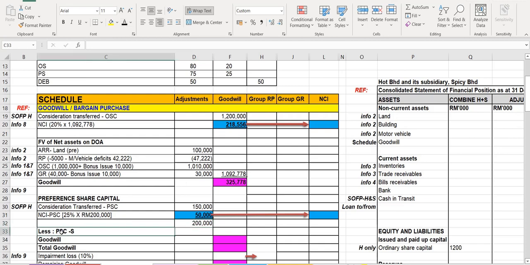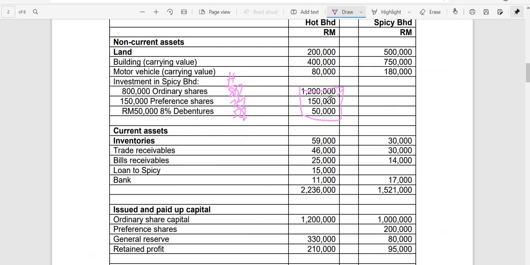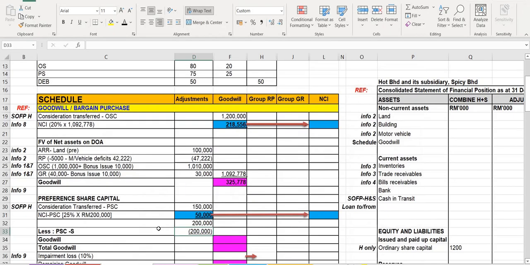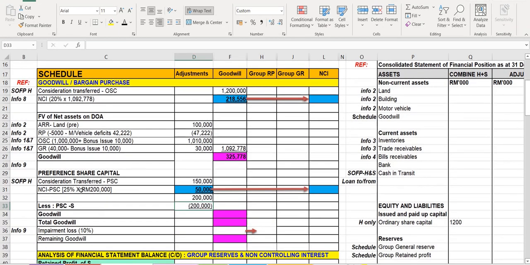You need to go and reduce that with the preference shares available in the subsidiary company. And the preference shares available in the subsidiary company was how much was it? It was 200,000. So therefore, it leaves you no goodwill. So therefore, there is no goodwill. The same thing should be done for the acquisition of the debenture. And if you have done that, you would notice that the debenture also have nil in terms of the goodwill. So therefore, if you have the time, please go and calculate the goodwill for the acquisition of debenture.